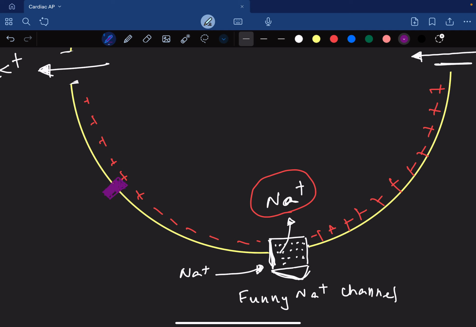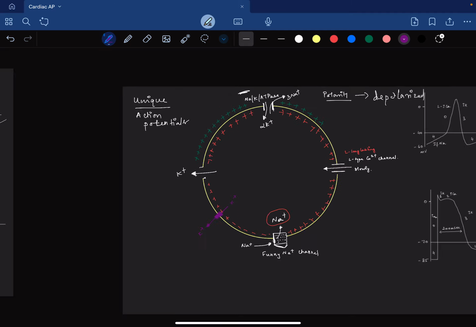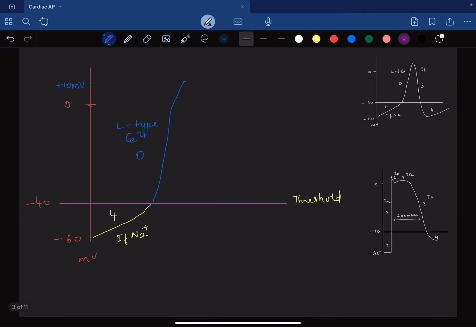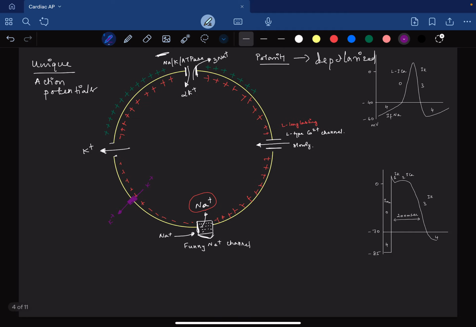Also a voltage gated potassium channel. This potassium channel is going to cause potassium ions to exit the cell. So what happens when potassium exits the cell? Again, you're losing a lot of positive charge outside, and the potassium leaves out.